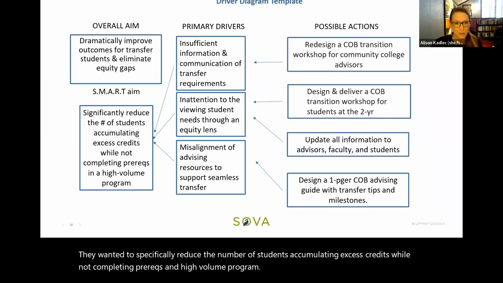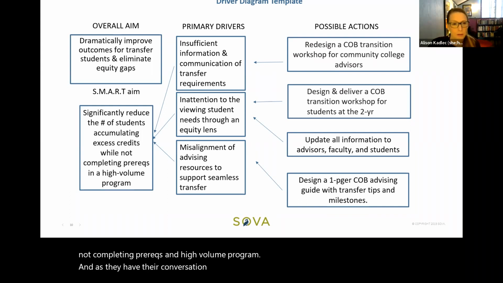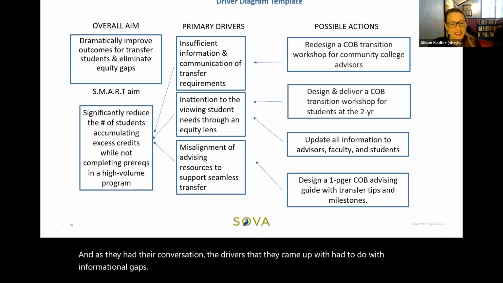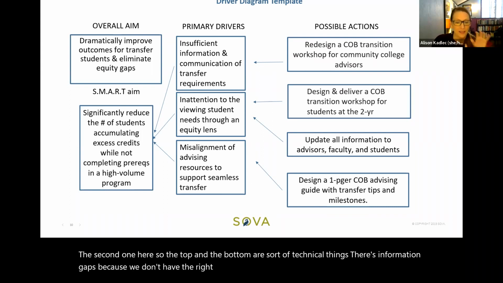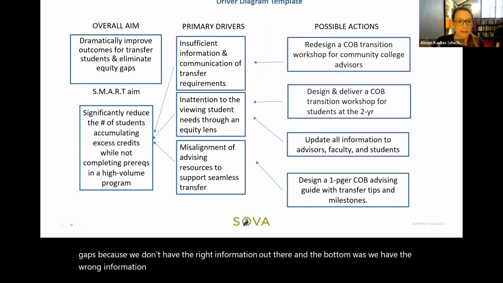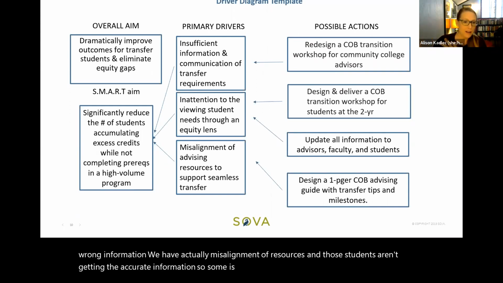And as they had their conversation, the drivers that they came up with had to do with informational gaps. The top and the bottom are sort of technical things. There are information gaps because we don't have the right information out there. And the bottom was we have the wrong information. We have actually misalignment of resources and those students aren't getting the accurate information. So some is about insufficiency and some is about accuracy.